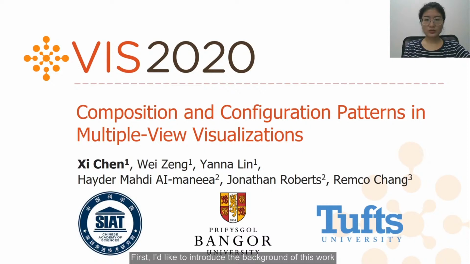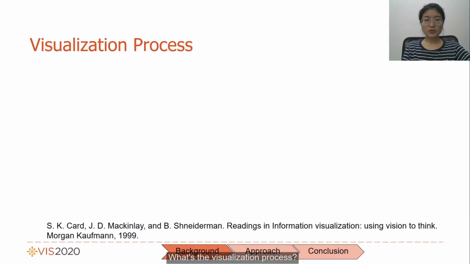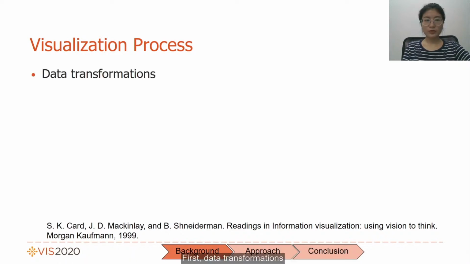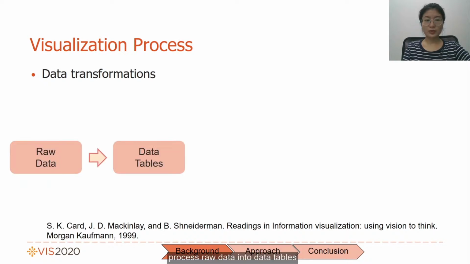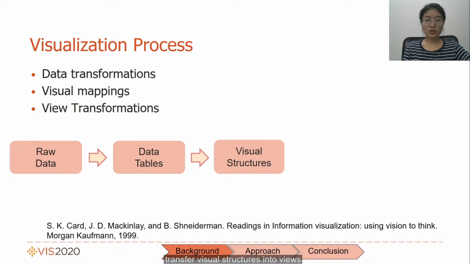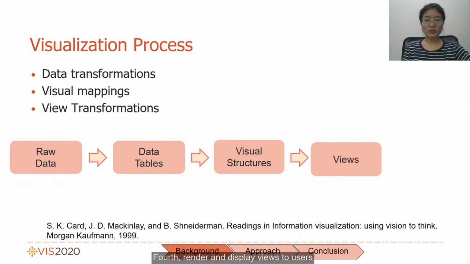First, I'd like to introduce the background of this work. What's the visualization process? The information visualization model states that visualizations are created in 4 steps. First, data transformation: process raw data into data tables. Second, visual mappings: map data tables into visual structures. Third, view transformation: transform visual structures into views. Fourth, render and display views to users.